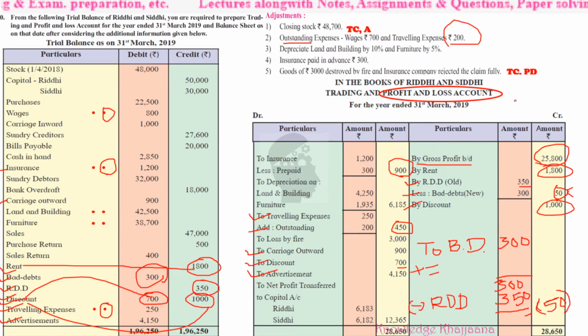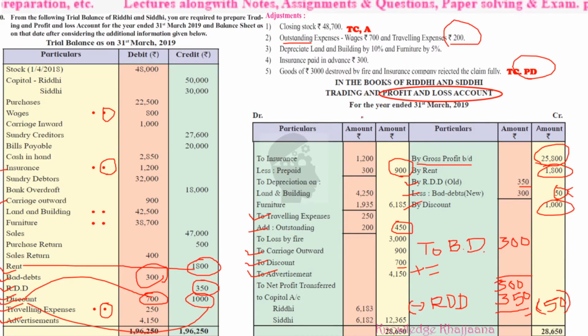Okay, now what we still have to record is against adjustment number 5, goods which were destroyed by fire. Okay, and the insurance company didn't accept any claim, so the goods amounting to rupees 3000 which were destroyed are an entire loss. Okay, so where should it be recorded? Profit and loss account debit side.